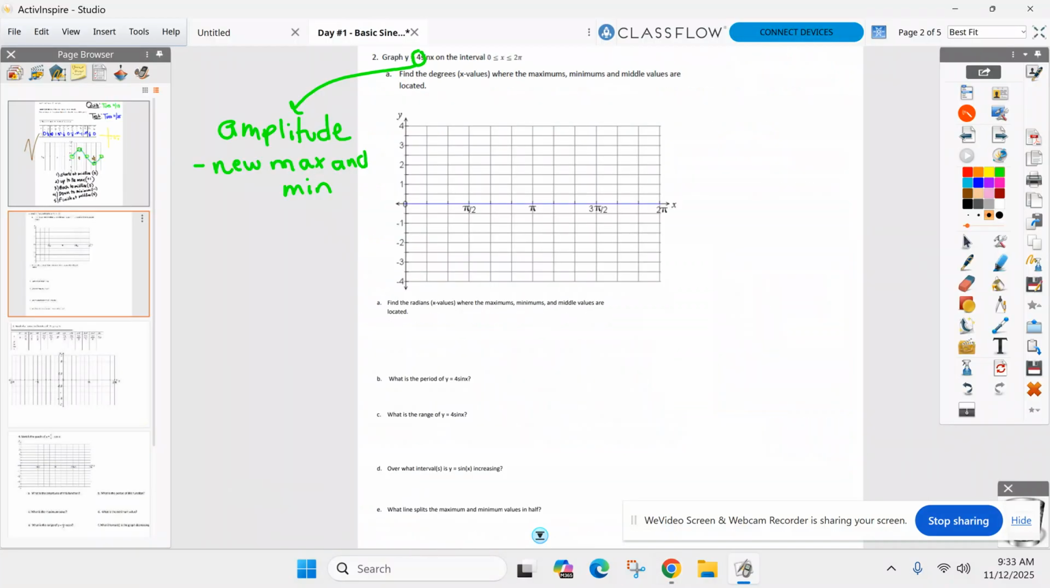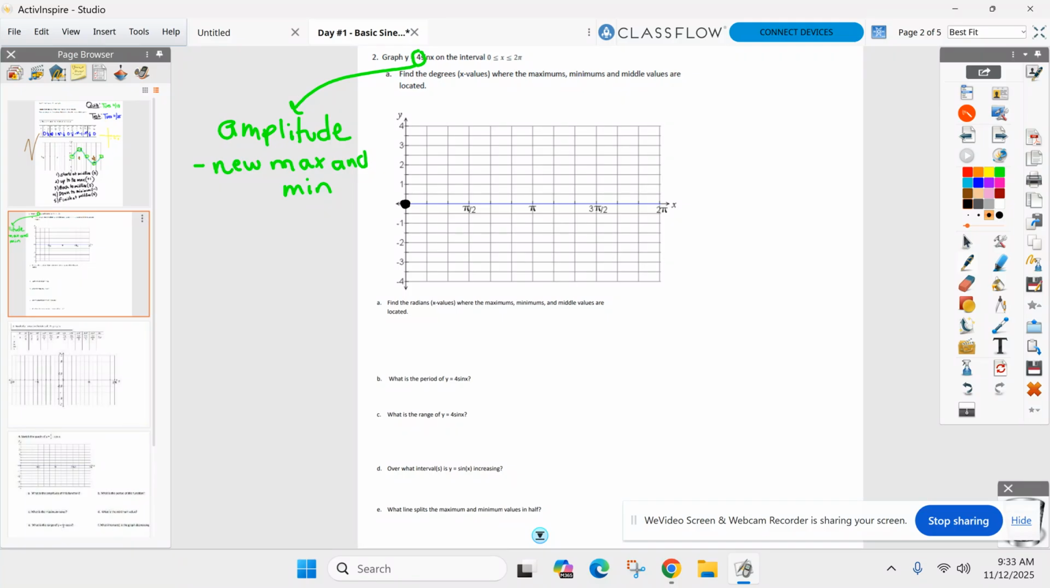Gia, where does sine always start? At 0, midline. I just like to say midline because it won't be 0 in a couple days. We're actually going to start somewhere else. But for now, yes, starts at the midline. So everyone just graph 0. There you go. There's the first point.